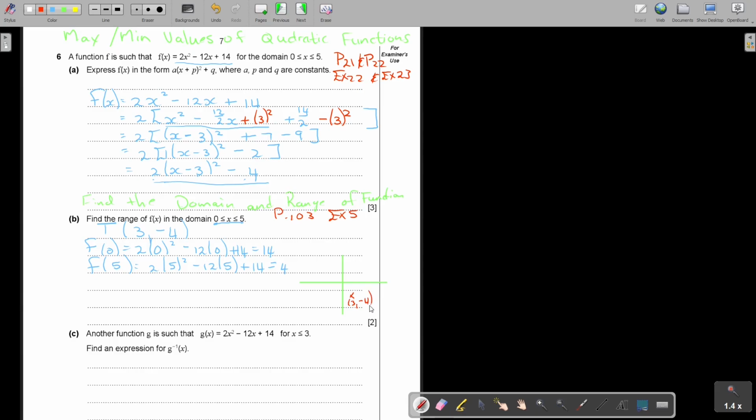Then, if the value of x was 0, did you see? If the value of x was 0, then the value of y was 14. So 0, 14. And then when the value of x was 5, then the value of y was 4. Do you see? Okay, you can even write it if you want. You can say it here, 0, 14. And this one is 5 and 4.